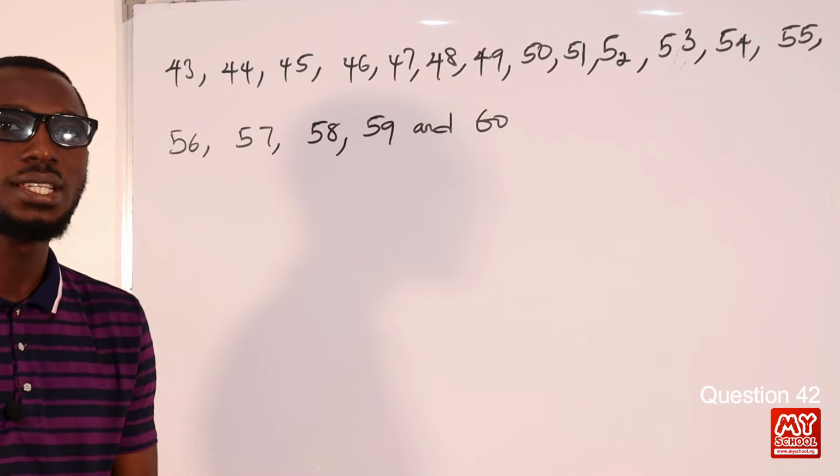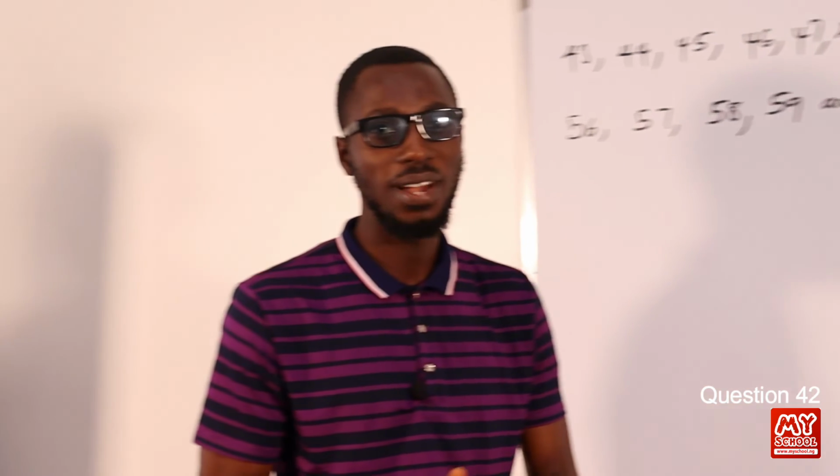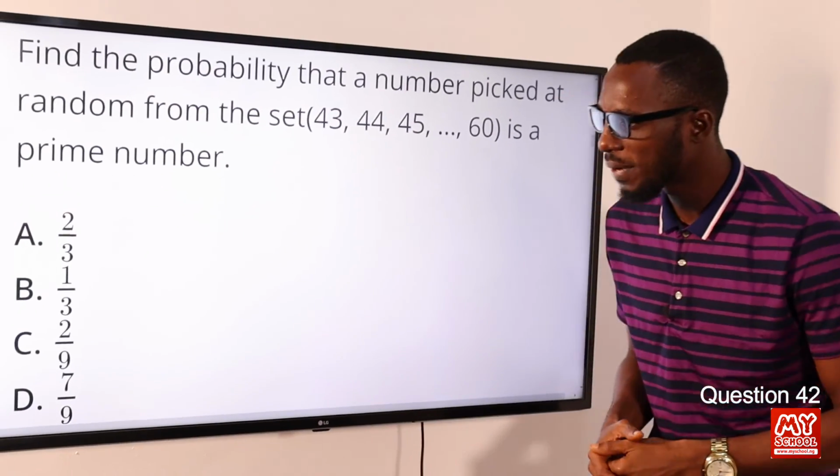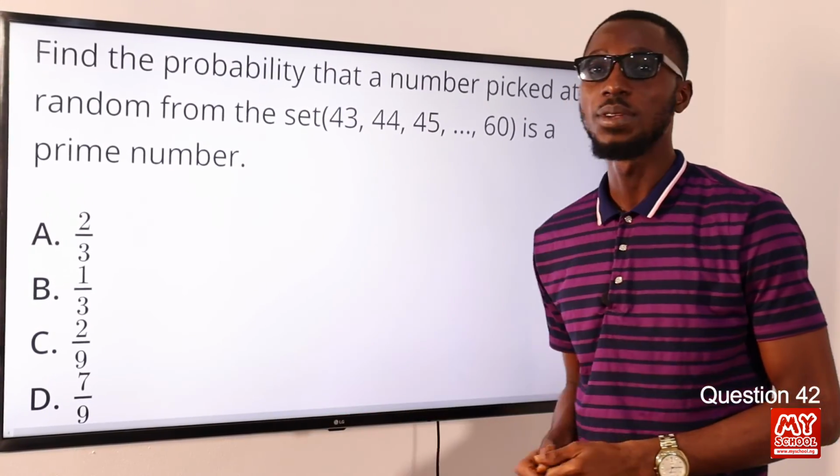So let's see if we have this given to us in the options provided. Either 4 over 18 or 2 over 9. Where can we find that? We can find that in option C. So option C is the correct option.